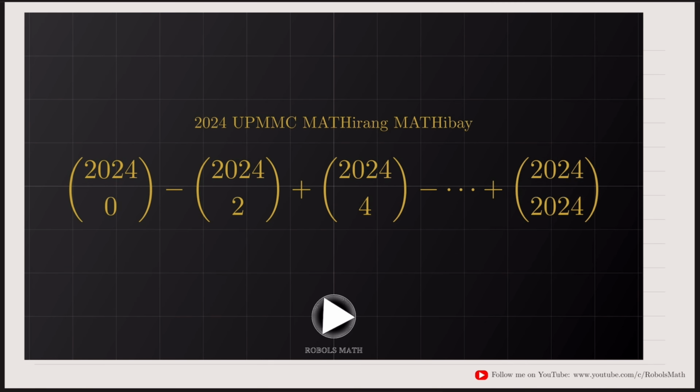Find the value of 2024 taken 0 minus 2024 taken 2 plus 2024 taken 4 and so on until 2024 taken 2024. This question is from the 2024 UP Math Major Circles MATHirang MATHibay, which is one of the most prestigious math contests for high school students in the Philippines.